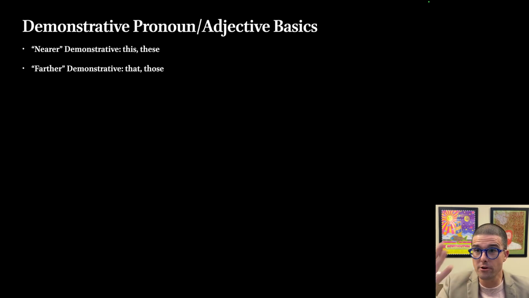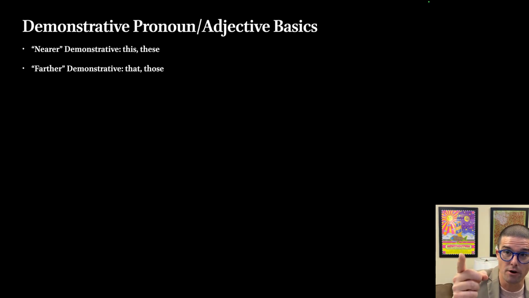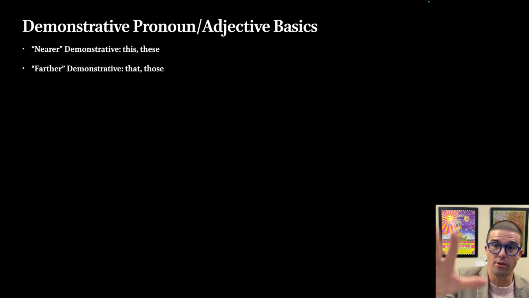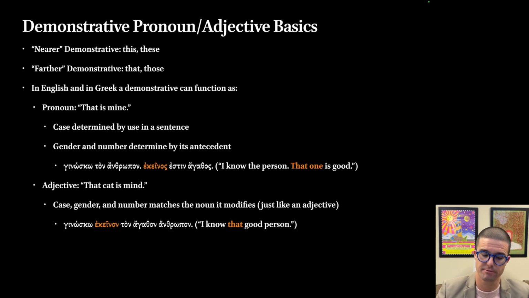The so-called farther demonstrative points at something that is farther away. That thing there, or those things over there. The "those" has a bit of distance to it, whereas the "these" and the "this" has something close, which is why we have the nearer demonstrative and the farther demonstrative.